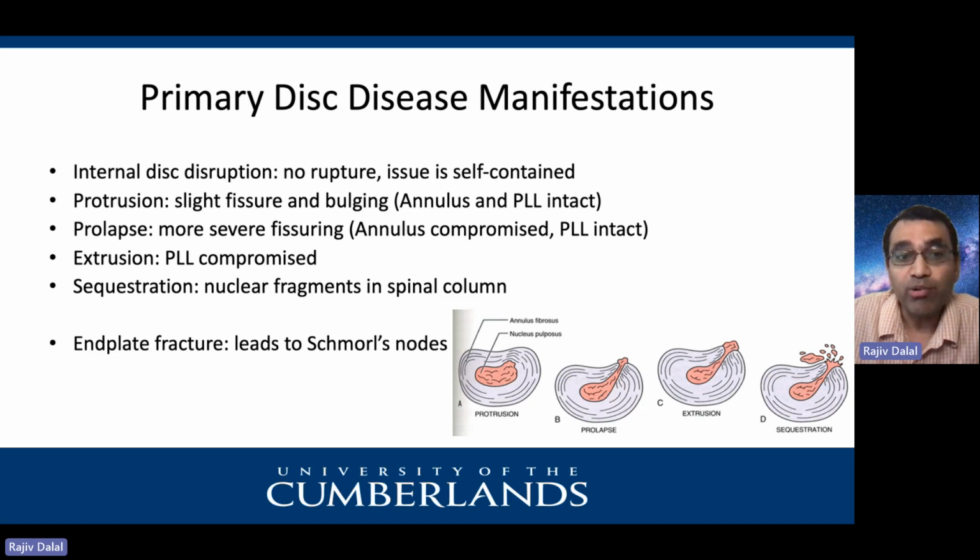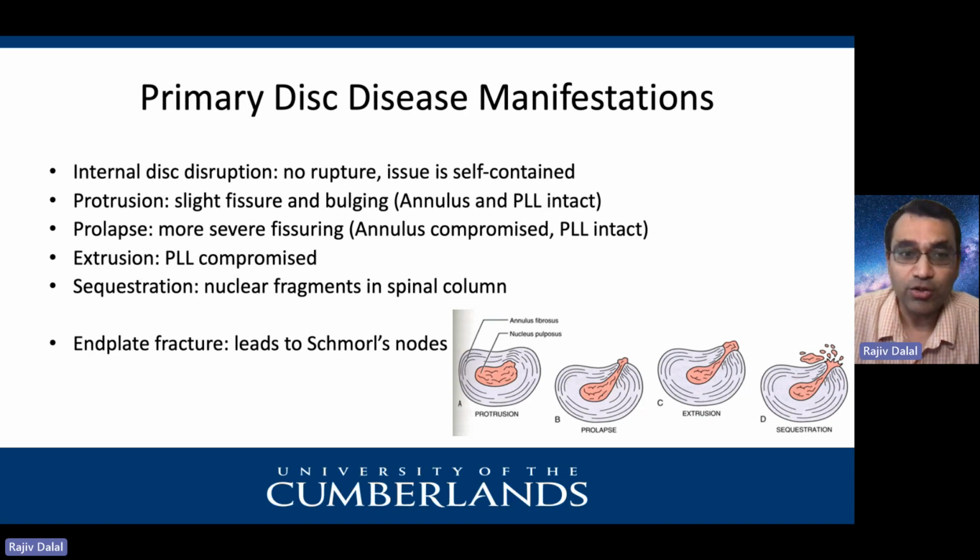The next stage would be a prolapse. This is more severe fissuring, where the fibers of the annulus fibrosus could be compromised. And now you have disc material bulging more towards the peripheral rim of the disc. However, the posterior longitudinal ligament is still intact. So although the disc itself could be bulging into the central canal or the intervertebral foraminal space, there's still a barrier protecting disc material from extruding into those structures.